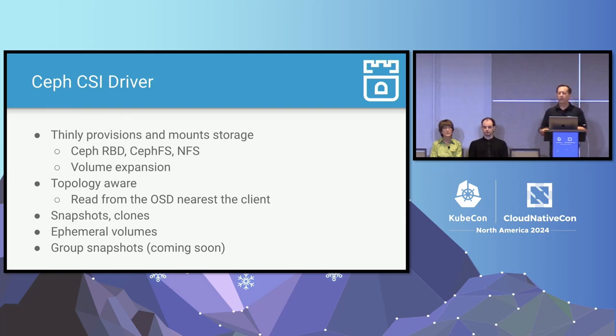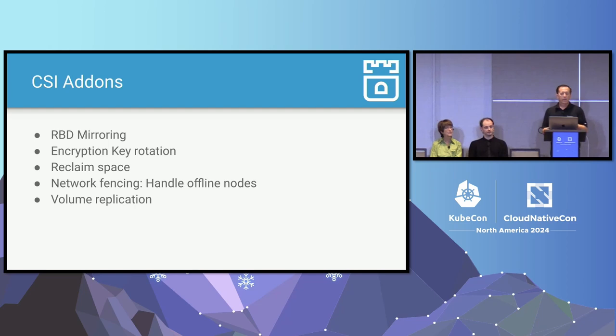Another feature coming soon is group snapshots, or the ability to say, I want these volumes to be snapshotted at the same time. Along with CSI, we have some add-ons, which are really more advanced features to help enhance those. Some of these features are for DR and mirroring, which Annette will talk more about, and some other things: reclaiming space, handling offline nodes, and volume replication.